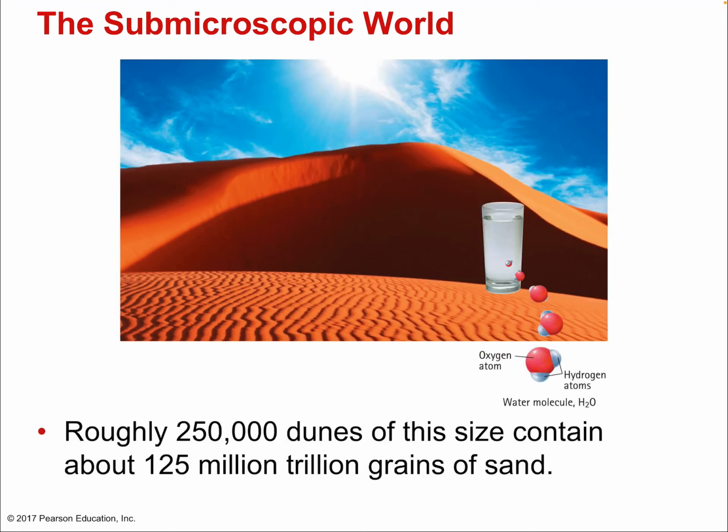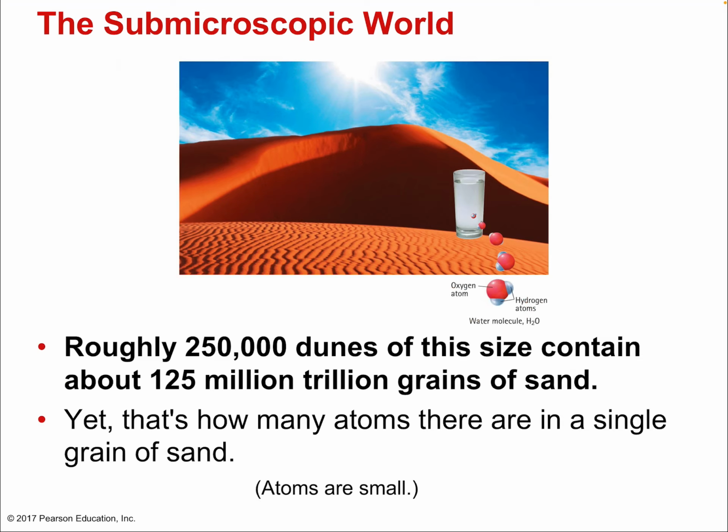So roughly 250,000 dunes of this size contain about 125 million trillion grains of sand, okay? This is helpful because if there's that many atoms in one grain of sand, how many grains of sand would make that same big number, 125 million trillion? Well, it's 250,000 dunes. Big, giant dunes like that, right? Enough dunes to cover a very large region of a continent, for example. 250,000 is significant, okay? A country-sized expanse of sand. Yet that's how many atoms there are in a single grain of sand. It really gives you an idea of how small atoms are, okay?